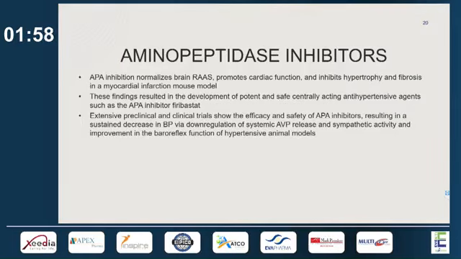Aminopeptidase inhibitors are another group, and they normalize the brain RAS and promote the cardiac function, inhibit hypertrophy and fibrosis in mouse models. They are so far potent and safe centrally acting antihypertensive agents still undergoing trials.